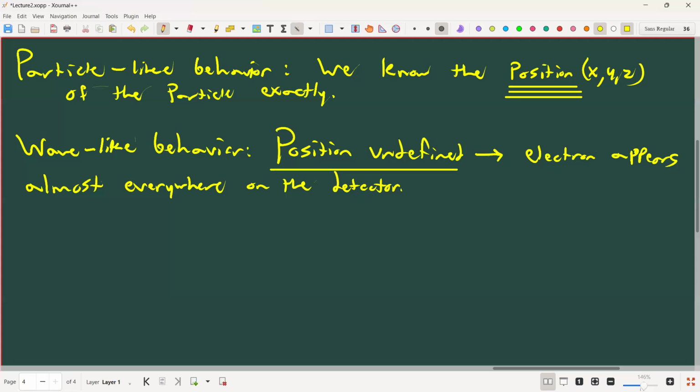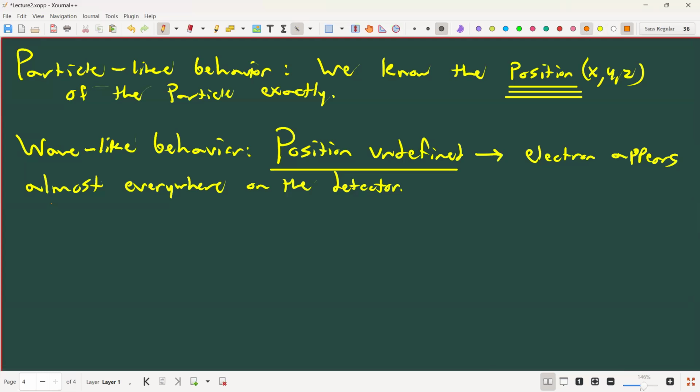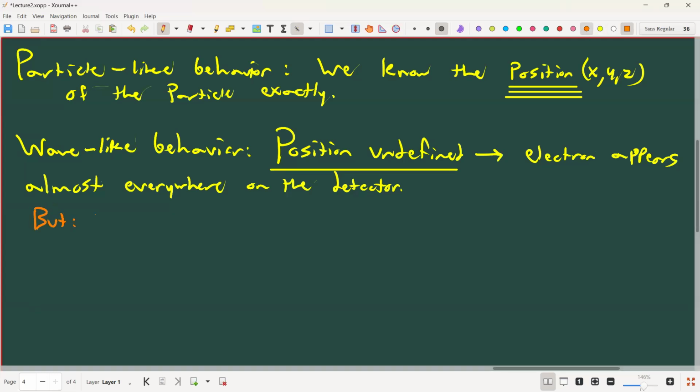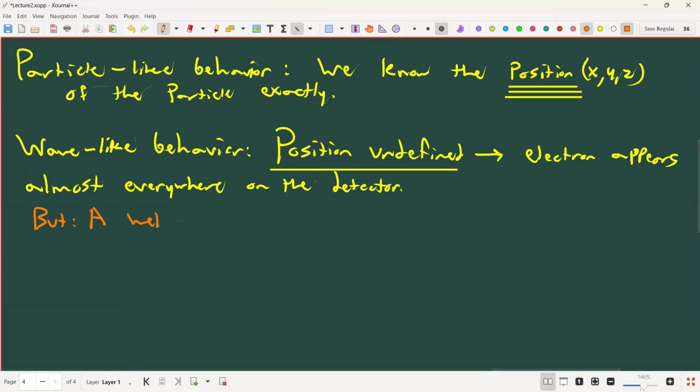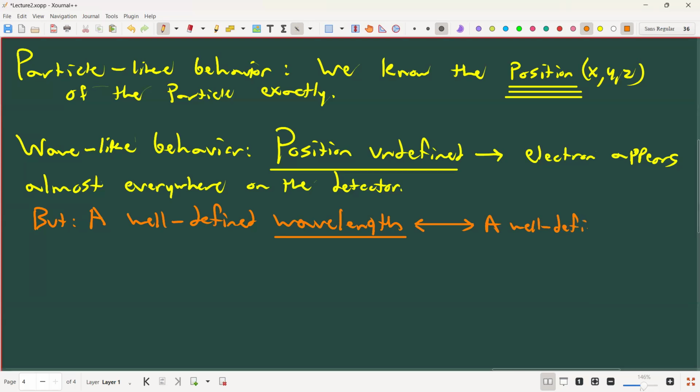Completely delocalized, right? But what does a wave have that's fixed? A wave has a wavelength that's fixed, right? So it has a well-defined wavelength. And what we're going to see in the next week is that this is equivalent to having a well-defined momentum.